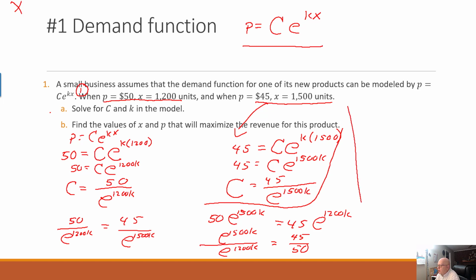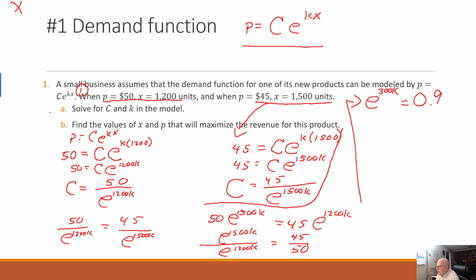Now we'll move up here. And on the right hand side, we'll start with the easy part first. And that actually turns out to be 0.9, excuse me, not 0.8. On the left side, we've got the same base, so we can just divide, which means we'll subtract the exponents. So on the left side, we'll have e^(300k).